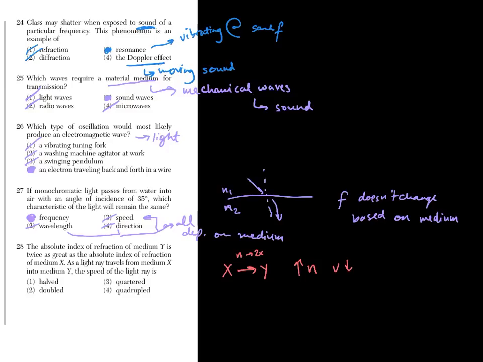Because when you're at the smallest n value, air and vacuum, that's 1.0. As you increase it, then your light slows down. The speed of light slows down. So as we double that, then the speed of light will be cut in half.